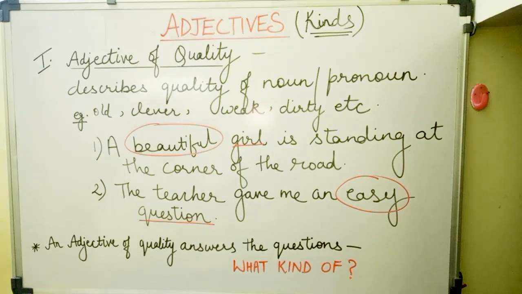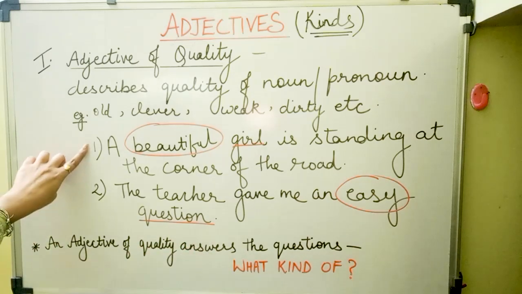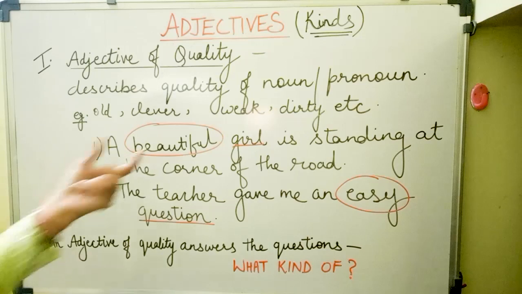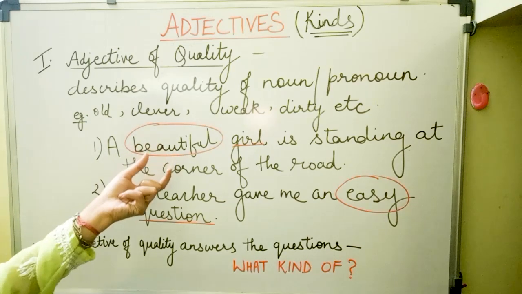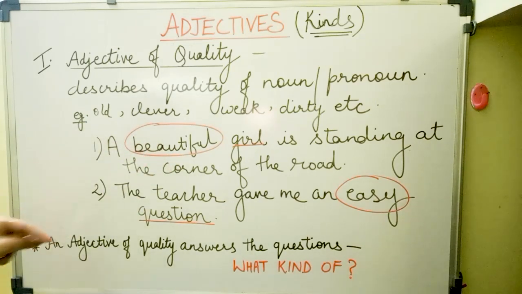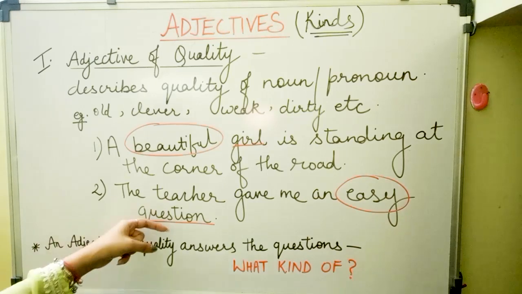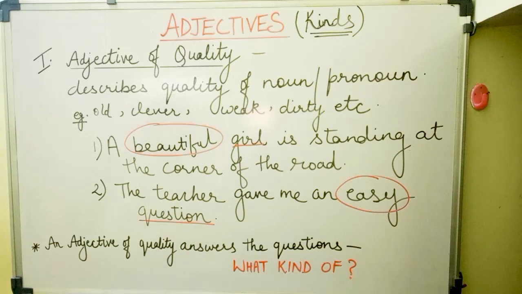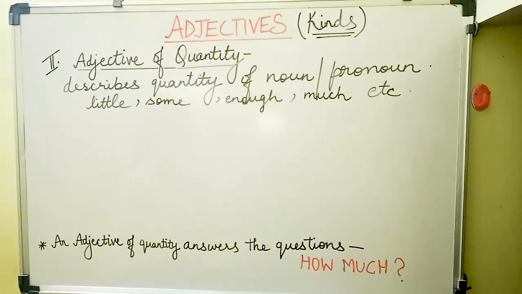Children, also remember one thing, that an adjective of quality answers the question what kind of. Now if we look at this example, then I ask the question, what kind of girl is standing at the corner of the road? So we get the answer beautiful. In the same way in the second sentence, if I ask the question, what kind of question did the teacher give? So the answer comes easy. So adjective of quality answers the question what kind of.